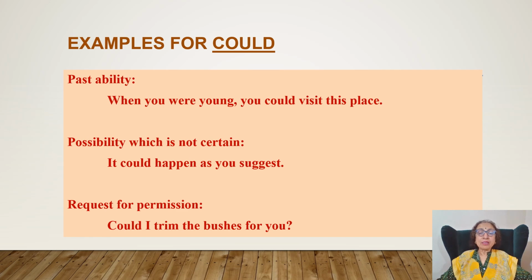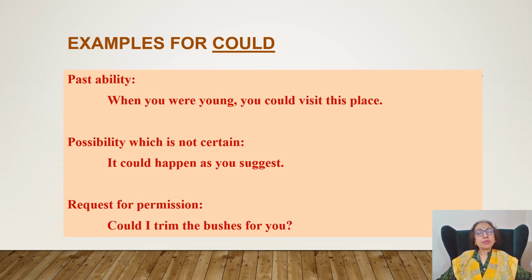Then you have possibility, but it's not certain possibility. You don't know whether it will be possible or not possible. Just you are saying that there is a chance that we can do it. It could happen as you suggest. Could is the helping verb, and the verb is happen. Earlier the verb is visit, and could is used here. Maybe in the future it can happen. We don't know when, but it is not certain.